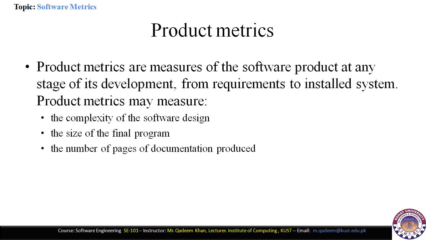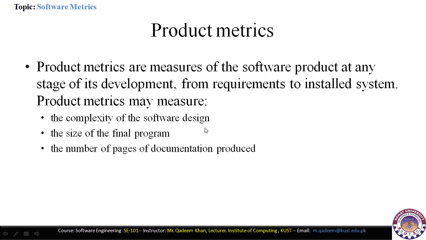Now, product metrics are the measure of a software product at any stage of its development. It means that we can use the product metrics at any stage of the development, from the requirements to the installed system. Requirement is the first phase, while the installed system, which is the operational phase, is the last phase. So, product metrics may measure the complexity of software design, the size of the final program, and the number of pages of documentation produced. So here it means different sorts of metrics, including complexity of software design.